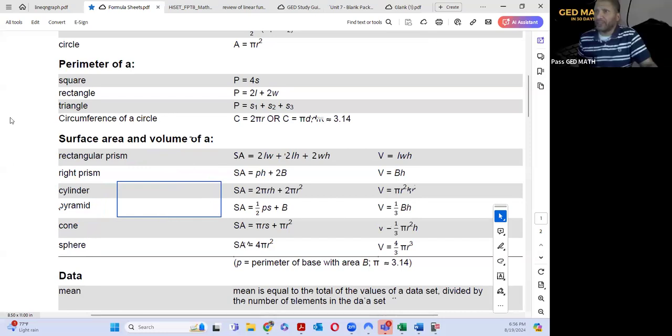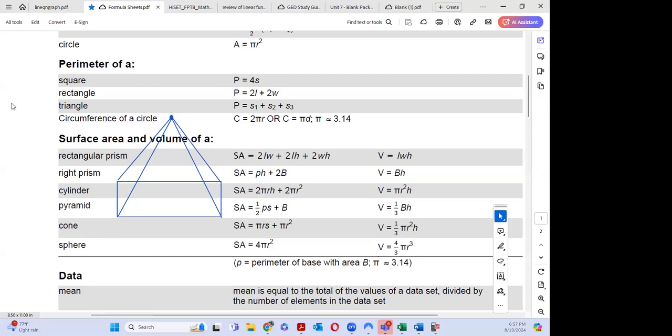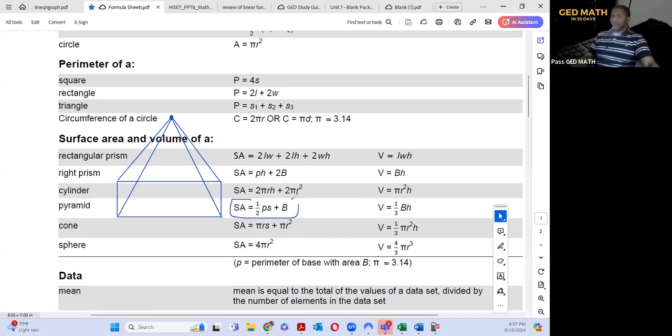Right. Make a dot right there. Try to draw my lines. Pyramid, right? Okay. So this is for surface area: 1/2 PS plus the base.